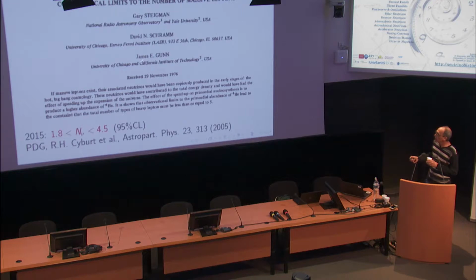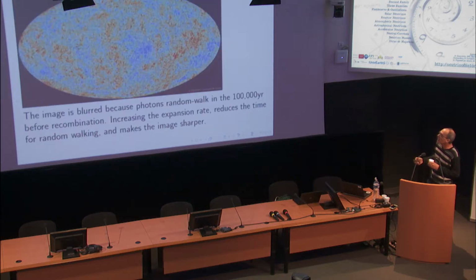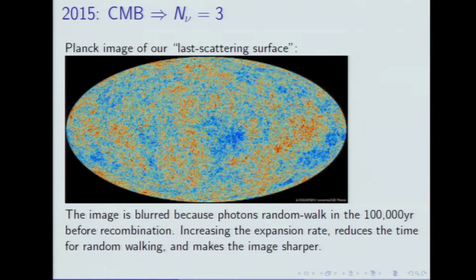And of course, the physics there is that if you had more neutrinos, the expansion would be faster, and so you'd have more neutrons because fewer neutrons would decay. So that's very simple physics, and it gives a simple number. It says that 3 is more or less what you expect. The other thing is that a confirmation comes from the CMB.